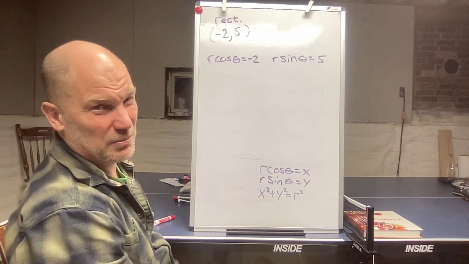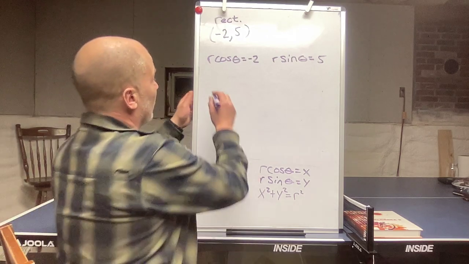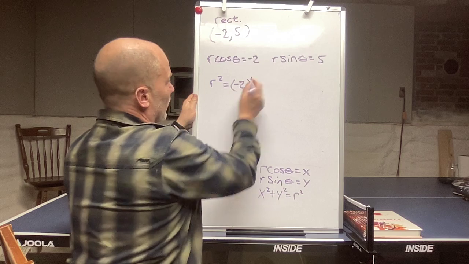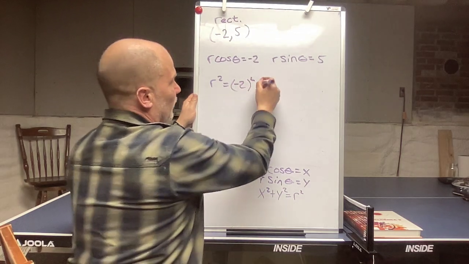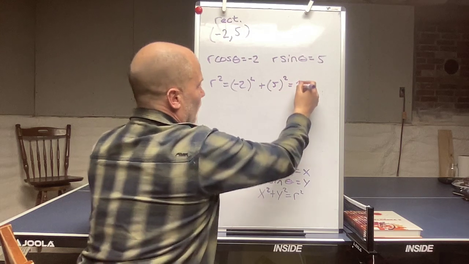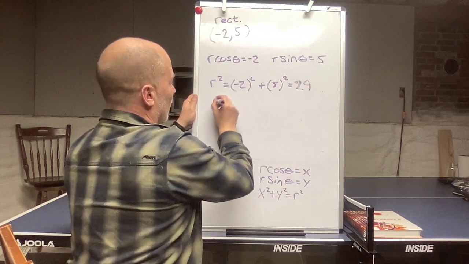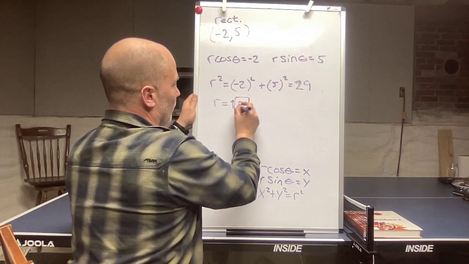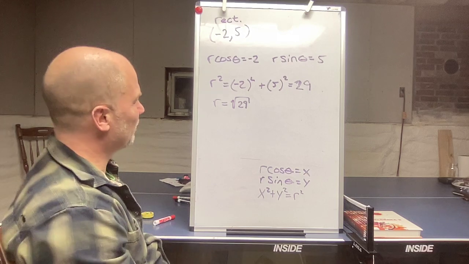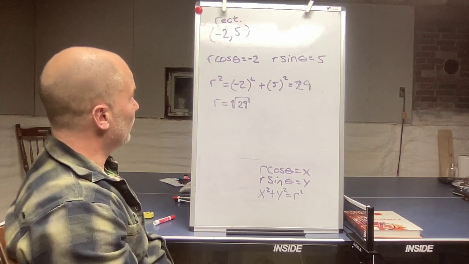I picked some bad numbers. Your numbers are going to be easier than this. We also know that r squared equals -2 squared, notice this is going to become positive, plus 5 squared, which is 29. So r is the square root of 29. That's kind of an ugly number, but it's the square root of 29. Great. So we've got r.